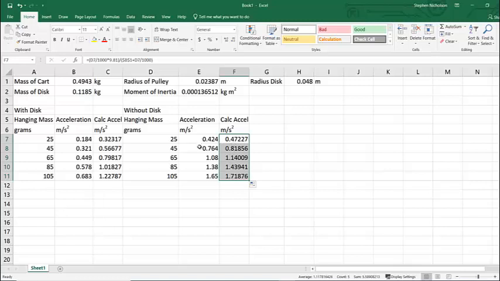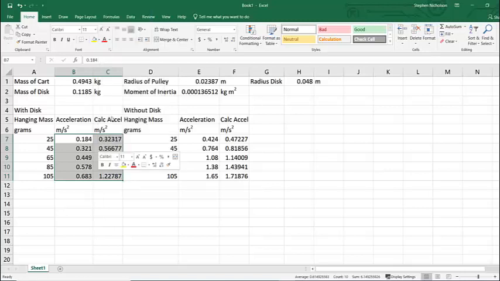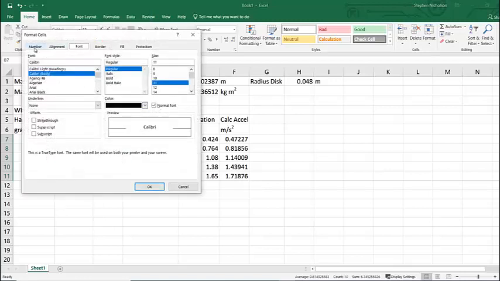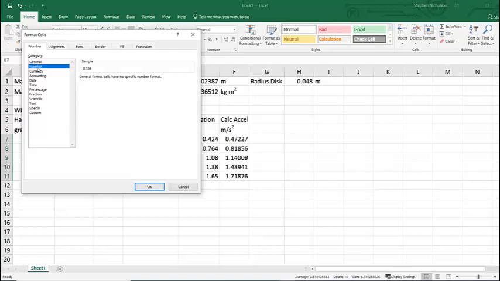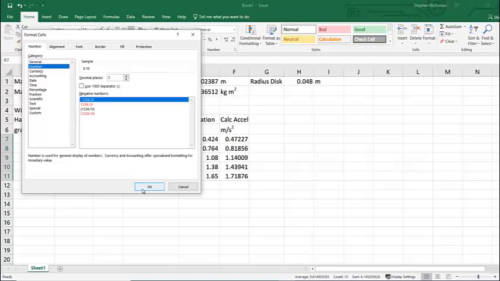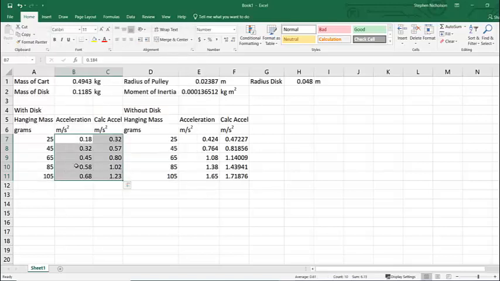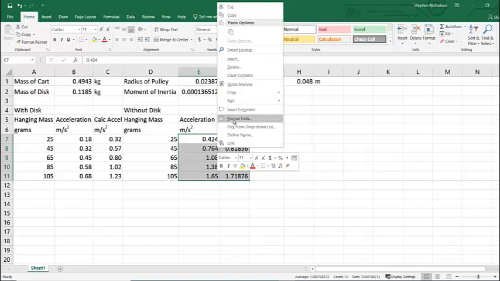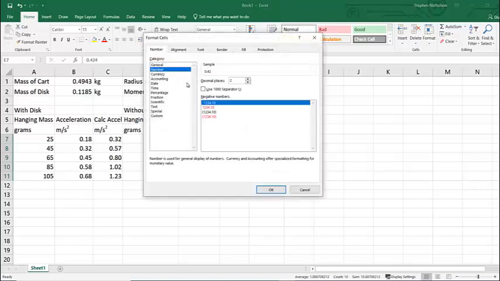Now let's change all these decimals to two decimal points. I'm going to highlight these, right-click, format, number, 2. Okay. So it's format number 2. So you can see there, 2 decimal points. I'm going to do the same thing over here. So highlight them, right-click, format, number, 2 decimal places.